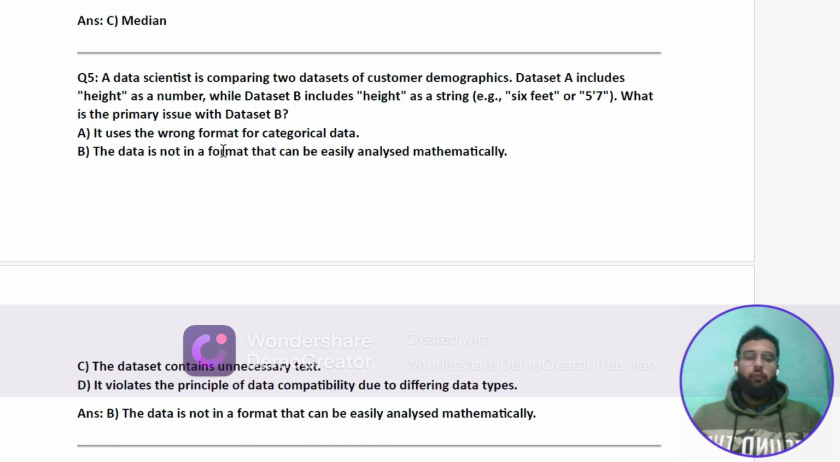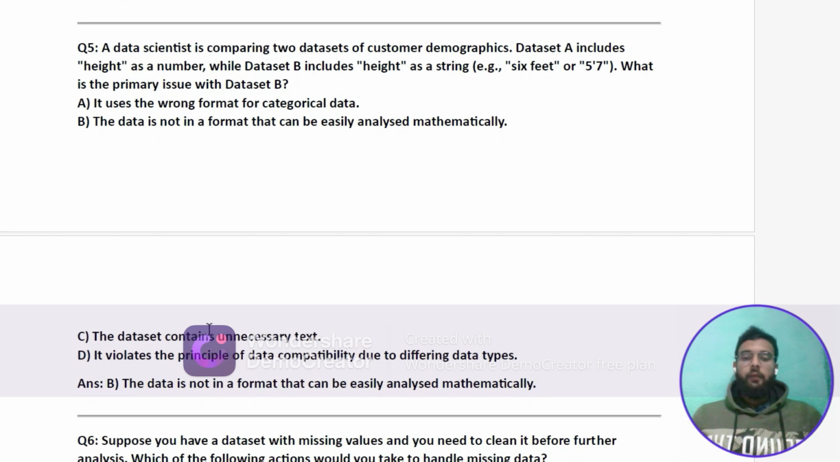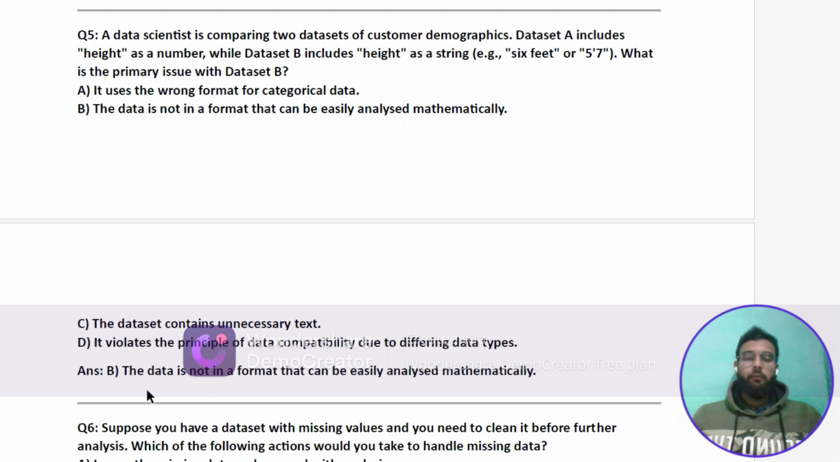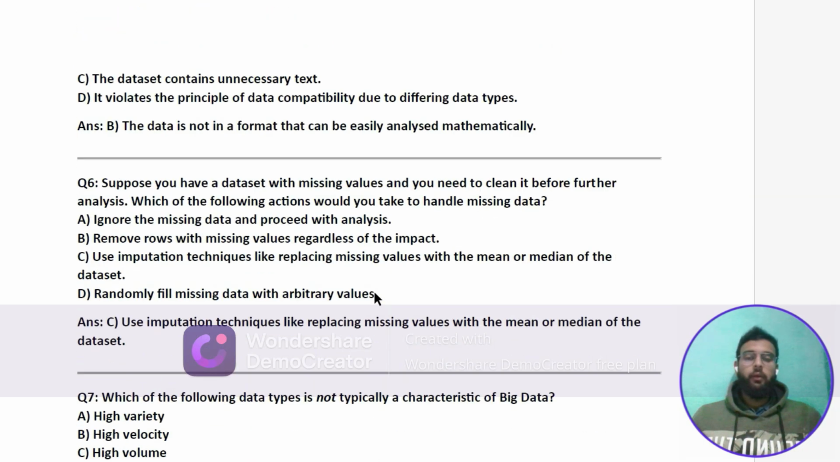A, it uses the wrong format for categorical data. B, the data is not in a format that can be easily analyzed mathematically. C, the dataset contains unnecessary text. And D, it violates the principle of data compatibility due to differing data types. So the correct answer for this is B. The data is not in a format that can be easily analyzed mathematically.